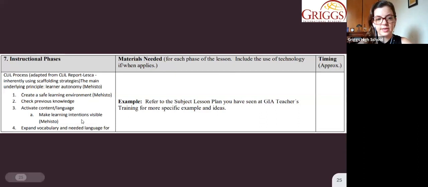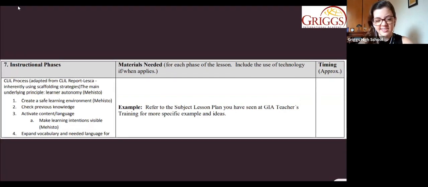So in the instructional phases, you have 4 moments, okay? 4 moments. Sorry, it's the warm up. I'm sending it in the chat. Introductory activities, main activities, and closing activities. So you're going to divide your class into these 4 moments.